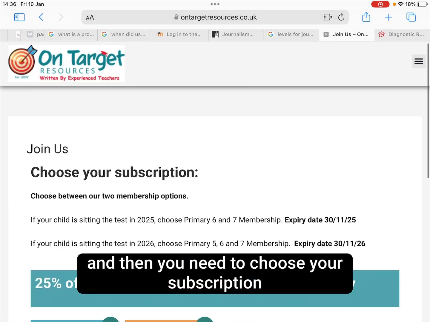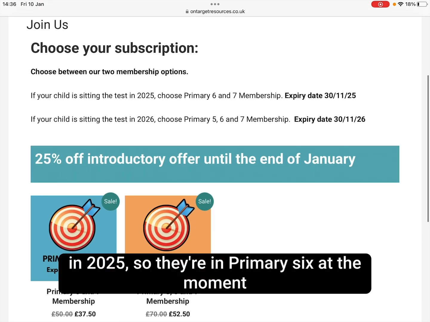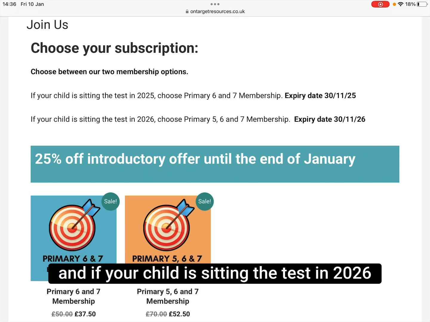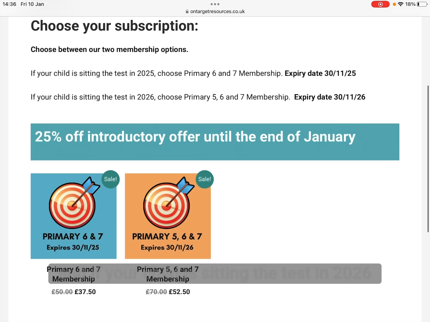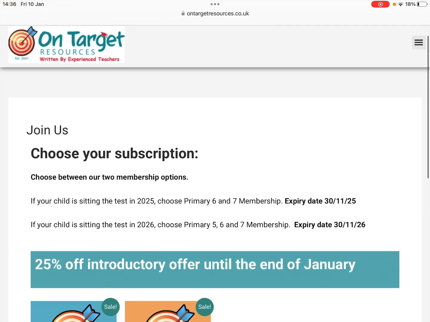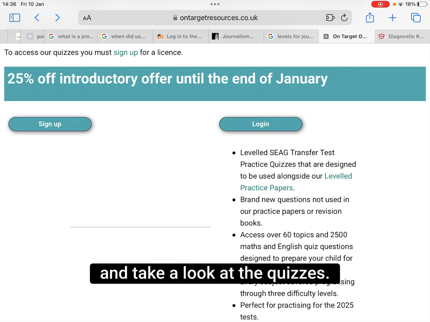and then you need to choose your subscription. So there's two choices. If your child is sitting the test in 2025, so they're in P6 at the moment, then choose the blue one. And if your child is sitting the test in 2026, so they're in P5 at the moment, choose the orange option. I'm just going to go back to the home page and take a look at the quizzes.